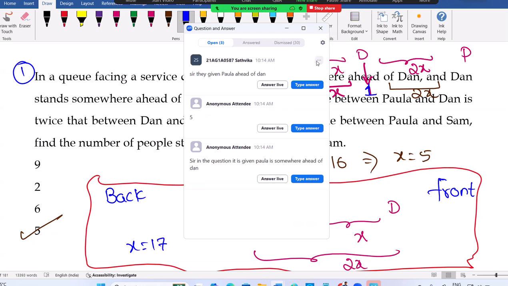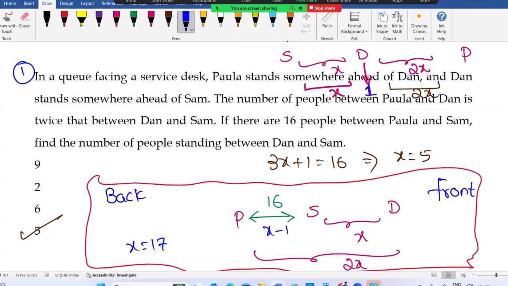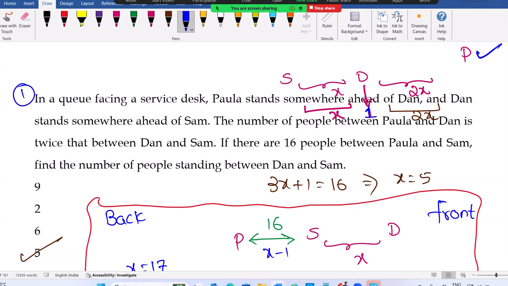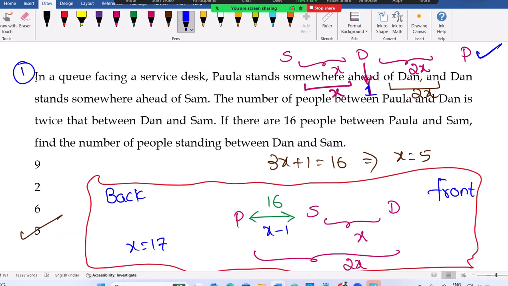Yeah, Paula stands ahead of Dan. Maybe I didn't read it. Okay, Paula stands ahead of Dan. Yeah, so this is not correct. Paula stands ahead of Dan. That's what, this is the correct arrangement. The first line itself clearly mentioned that, so we have to go for the first one. If they did not mention it, there are two possibilities actually. But they clearly mention in the question Paula is ahead of Dan. Perfect.